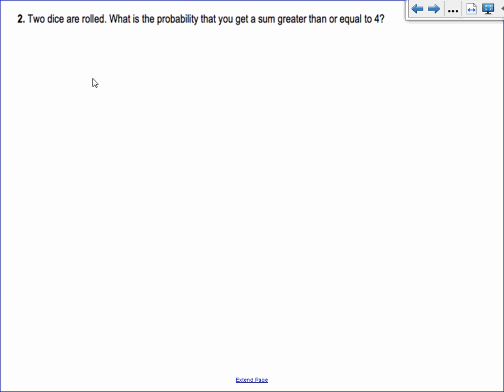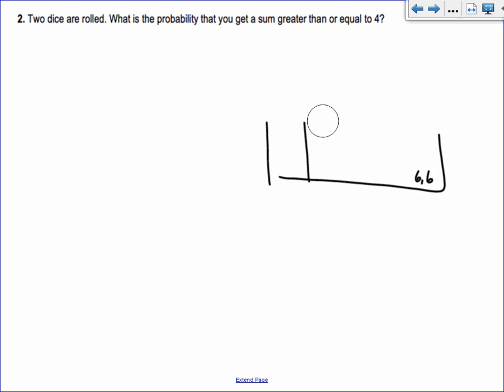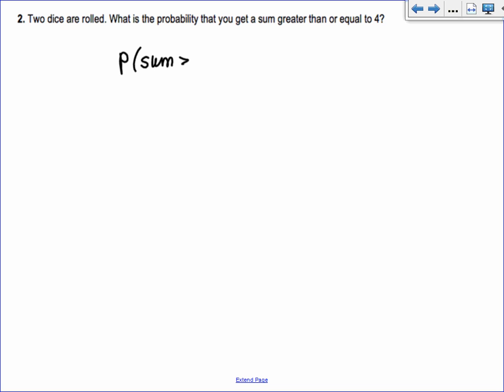Okay, so here's an example of one where it's very useful to use the complement. In a previous lesson, we drew a huge chart that involved throwing 2 dice. So we had 1, 1, we had 1, 2, 1, 3, and we had this huge chart, and we had 36 possibilities in the whole thing. But we don't have to draw out this huge chart when we talk about 2 dice. Sometimes we can just think about the number of outcomes in our head, knowing that we've drawn this chart before. So what's the probability that you get a sum greater than or equal to 4?